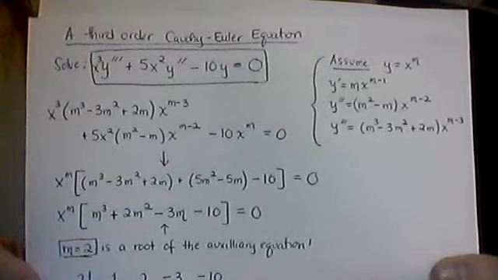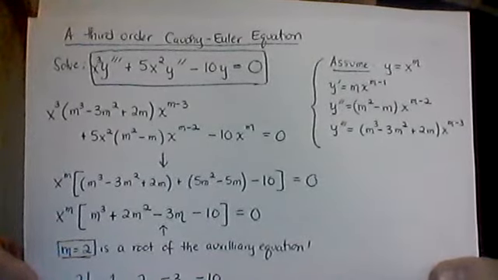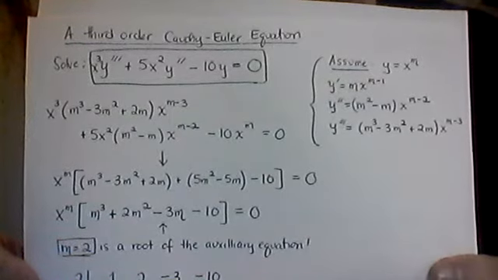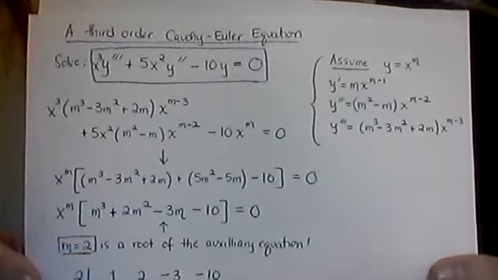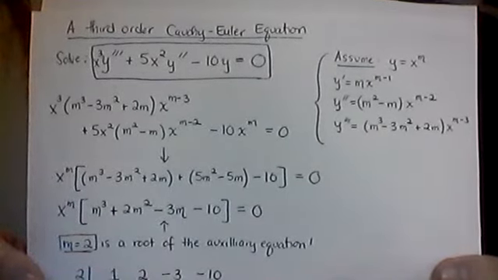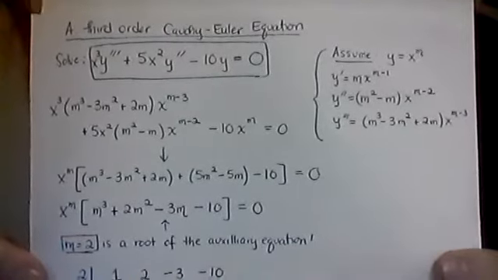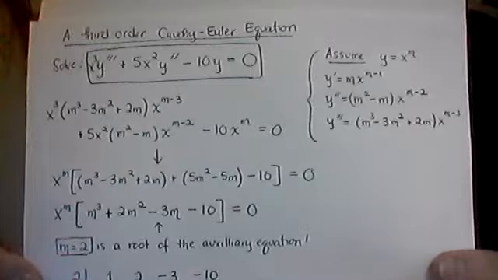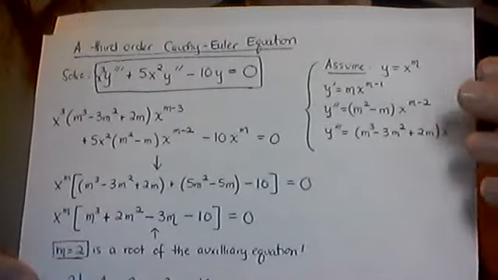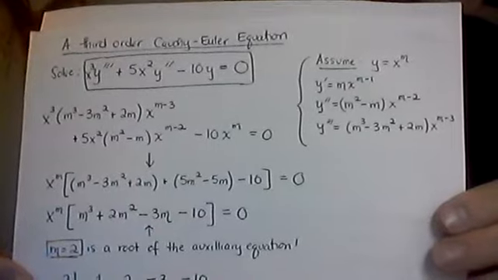Way back in the first episode, we had a third order Cauchy-Euler equation, and I promised you that we would solve that. We've been looking primarily at second order equations, but the same theory that we've been using for second order equations, we can extend to third or higher order equations. Again, we start with our assumption that y is equal to x to the m for this equation.